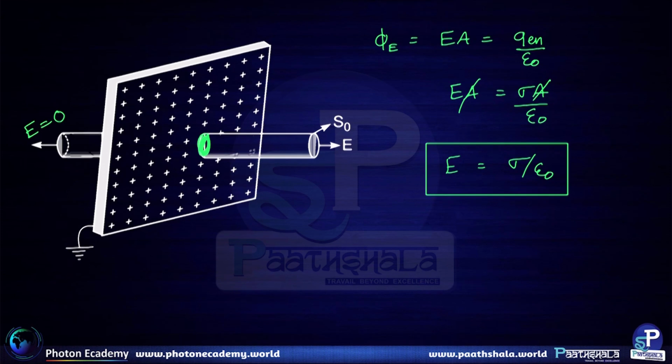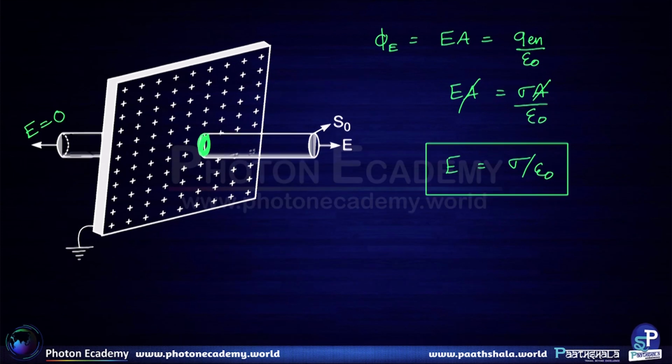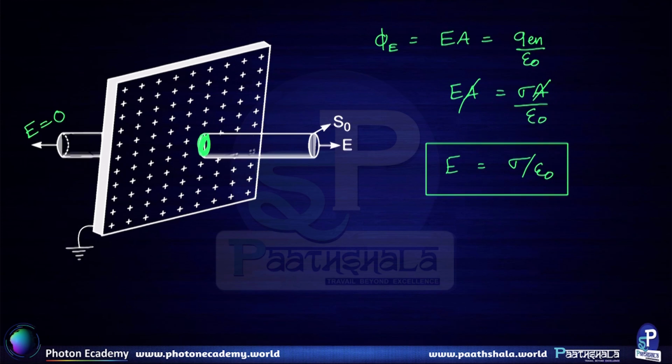This typically happens in case of conducting planes that are grounded on one side and hence all the electric charge is present on the other side only. We can remember this answer to be the answer in cases where electric field is present only in one side of the plane.